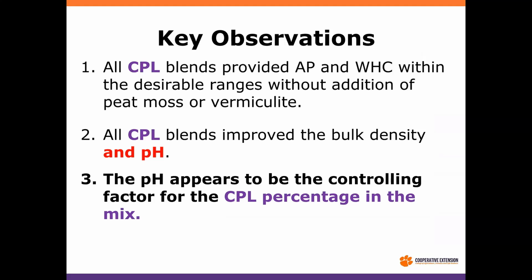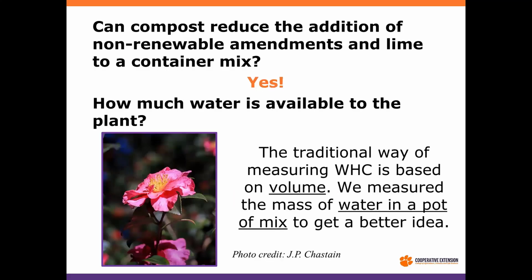So we've already run through that, but we did improve the bulk density and pH. We got everything, all of our blends got in the range we wanted. Now, does this mean this is perfect for every media? No. Each grower is going to have their little thing they want. All we're saying is, if we're getting in the ballpark, the whole idea is you adjust it to get really what you want. So can compost reduce the addition of non-renewables and some lime?